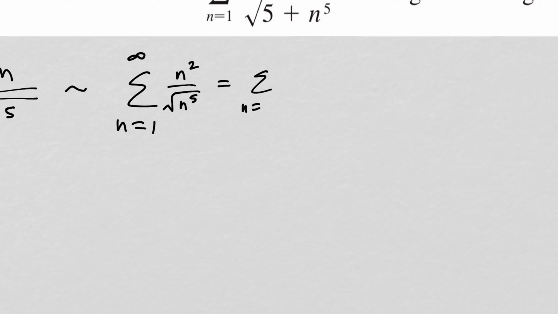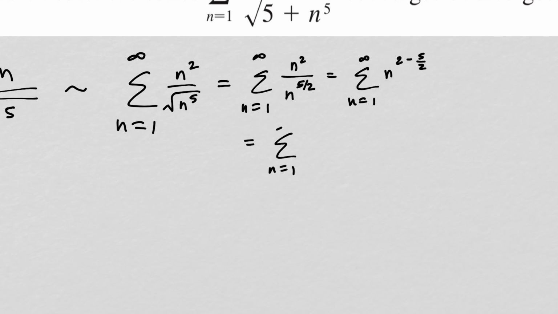Well, let's simplify it. What we have here is n squared, and then the square root of n to the fifth is n to the 5 halves. And then we can rewrite that by subtracting 2 minus 5 halves. You don't necessarily have to show this step, but this is going to give us n to the negative 1/2, which is 1 over the square root of n. And this is a p series with p equals 1/2, and 1/2 is less than or equal to 1. Therefore, we know that this series diverges.